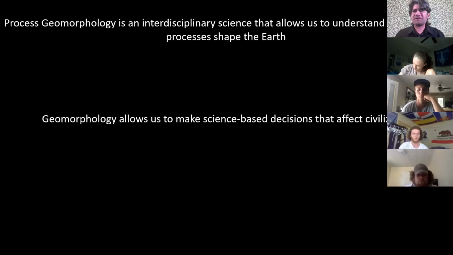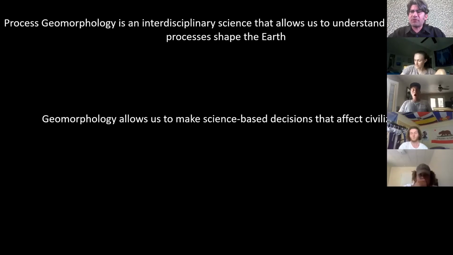And the other part that I find so fascinating about geomorphology is that when we generate this knowledge about the surface of the earth, it isn't something that just gets buried in a library somewhere in some obscure journal that 50 people are going to read. Granted, there's some of that. I have some of those papers out there. But what I find important is that geomorphology allows us to make science-based decisions that affect civilization.